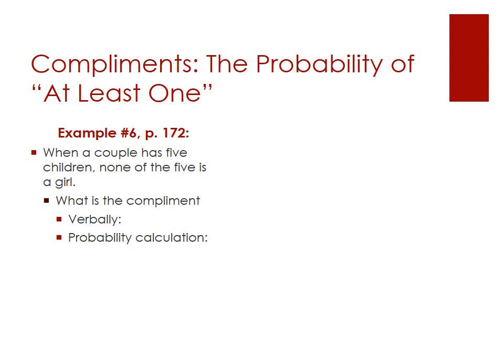Here we're going to be looking at example number 6. It's on page 172 in your book. Here we're looking at a couple that has 5 children, none of which is a girl. So we want to solve for the complement of this particular probability. Here we have the probability of having 5 boys in a row. What will be the complement of that?